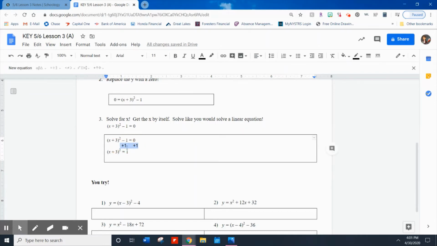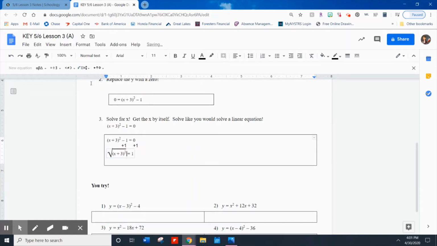We took care of that 1 first by doing the opposite operation. The next thing we need to attack is the squared. So you have to think about how we undo squaring something. The answer to that is we take the square root of it. So this right here, we're going to have to take the square root of. What we do to one side, we also have to do to the other.